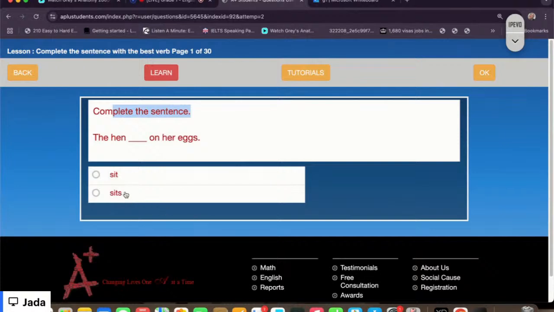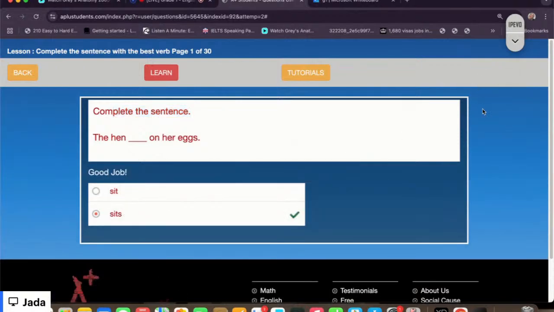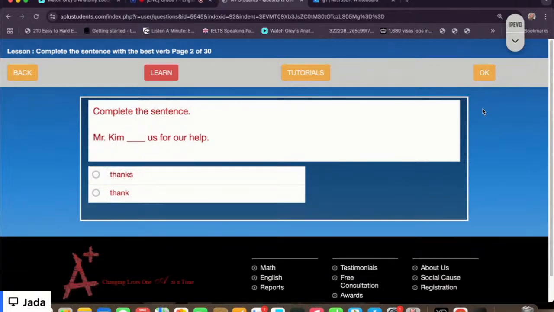Alright, so because it's singular, so it will be what? Sits with S. Alright, so you have to add S to it. Mr. Kim dash us for our help. So what will it be? Tanks or tank?